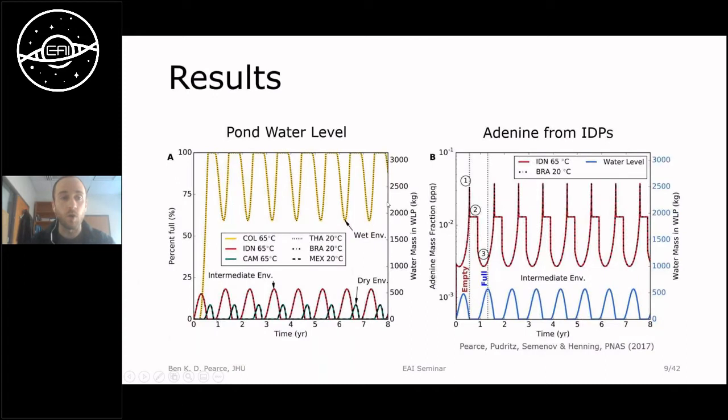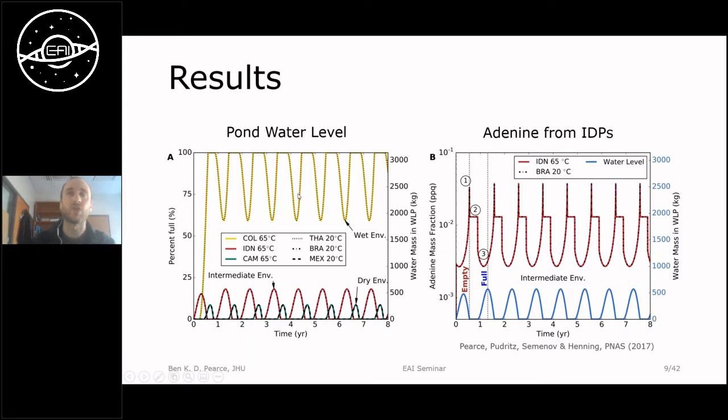Looking at just the pond water level on the left here, we have percent full on the y-axis and time on the x-axis. We studied a few different analog environments on Earth today, and we found there's a lot of degeneracies in our pond water models. For instance, Colombia at 65 degrees matched Thailand at 20 degrees.